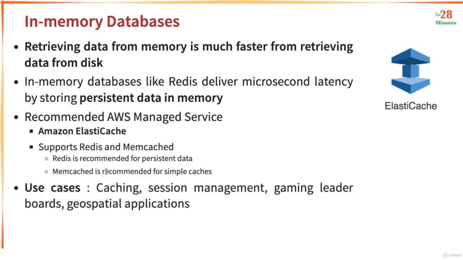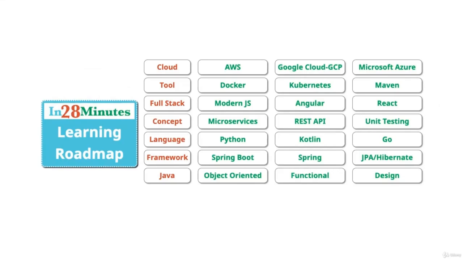So in those kind of situations also, memcached is recommended. The typical use cases are caching, if you want to do session management, if you want to create leaderboards for your gaming applications, or geospatial applications, so maps, for example. In this step, we looked at in-memory databases. I'll see you in the next step.